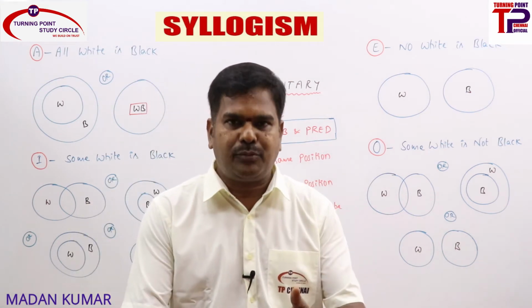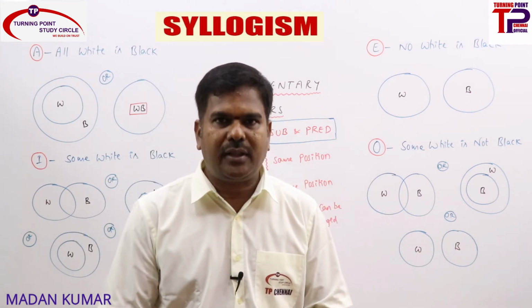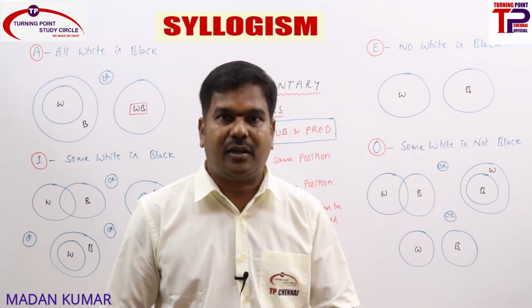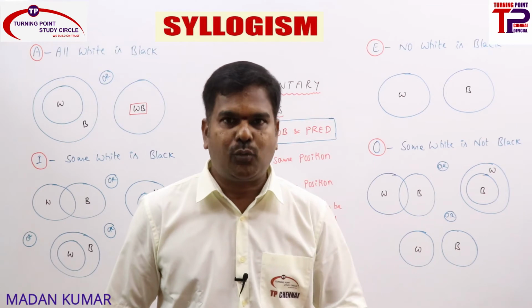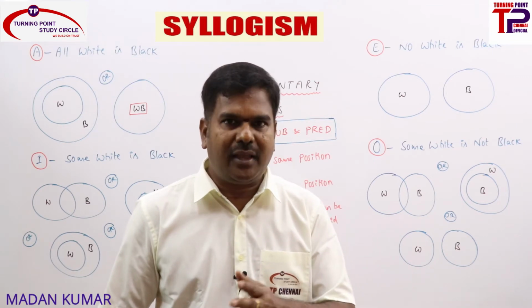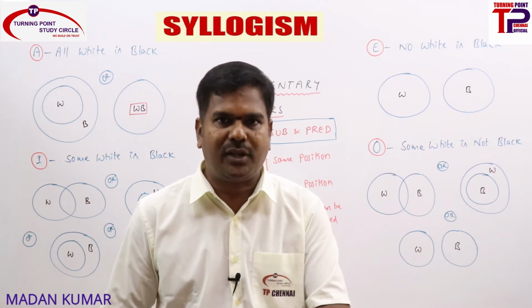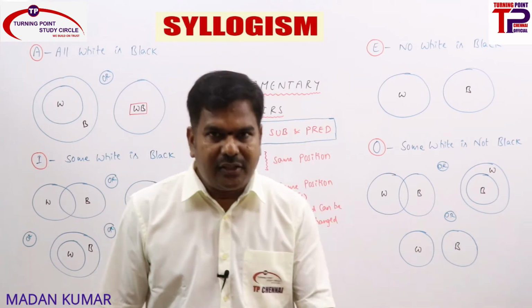Why? Because subject and predicate are the same. So don't think that an AO pair and OA pair are different, nothing like that. Unlike in rule based one. In rule based one, A plus I is not equal to I plus A, right? A plus I gives no conclusion, but I plus A is I. Now this one, keep in mind.